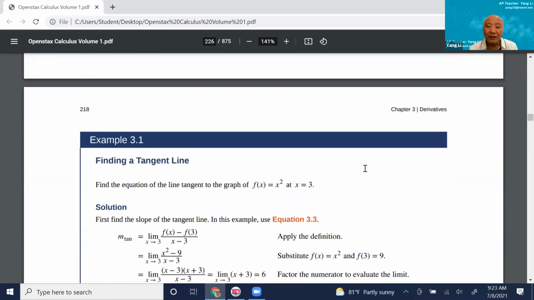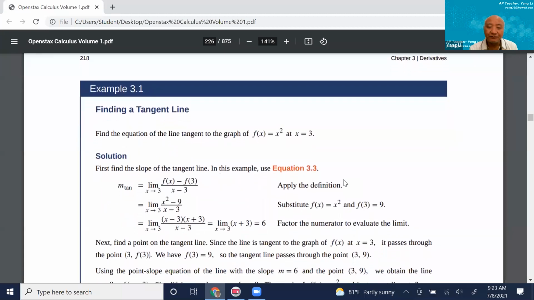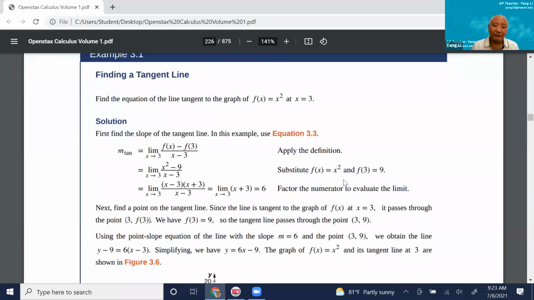Here, we're talking about the a is what? 3. So we directly apply that formula. We can get the definition of the tangent line. We can directly get this one. Tangent line equals what? The 3 is the a. So x approaches a, which is 3, f(x) minus f(3) over x minus 3. And f(x) is x squared. So that's why they plug in x squared here. Minus f(3). 3 squared is 9, like this.